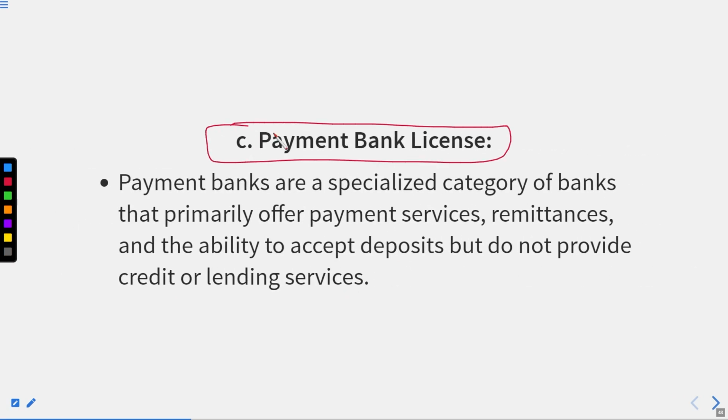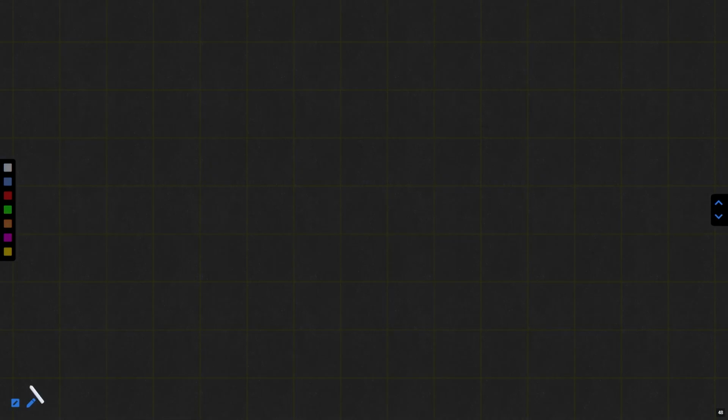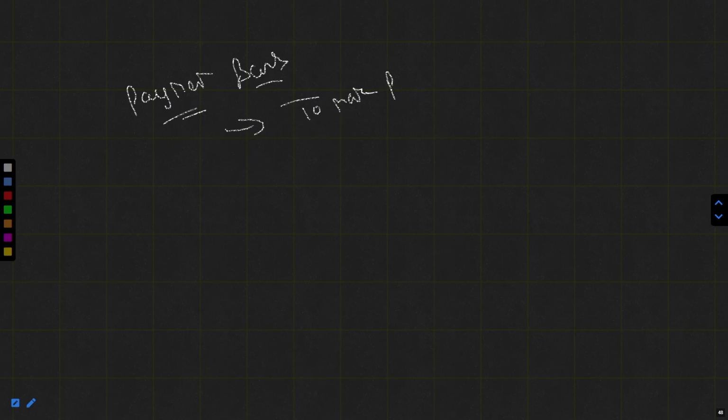Thereafter, the payment bank license. Payment banks are a specialized category of banks that primarily offer payment services, remittances, and the ability to accept deposits but do not provide credit or lending services. Basically, these are banks which are generally used to make payments.